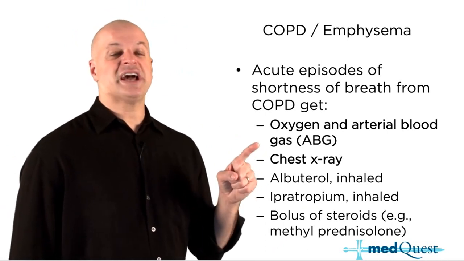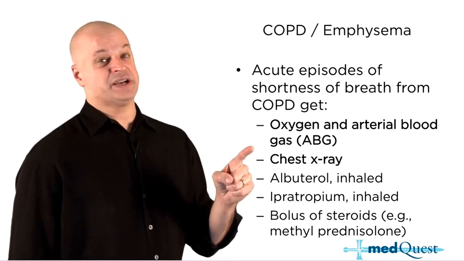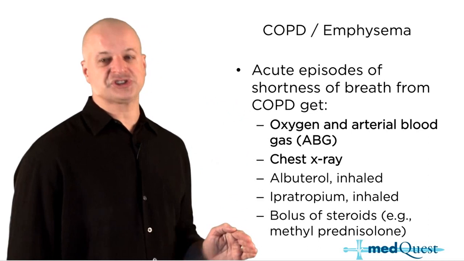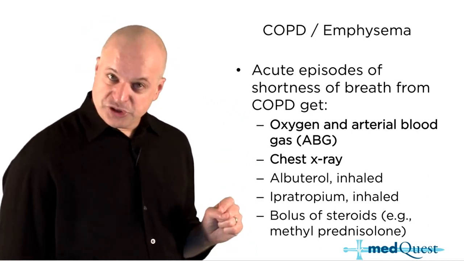Now, acute exacerbations of COPD: the oxygen and arterial blood gas. This is everybody. This is what you put on the first screen.